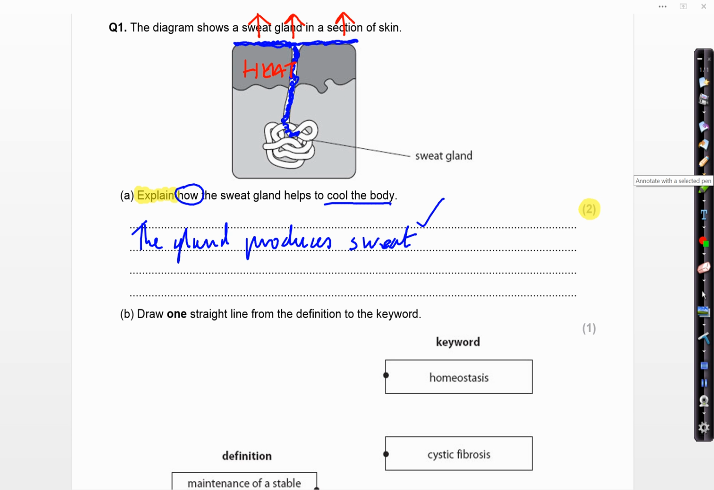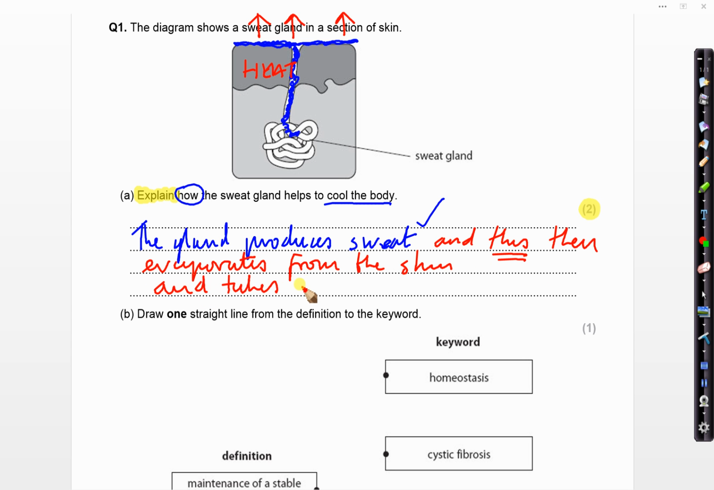So to finish off and link this sentence together, the gland produces sweat, and this, so here's our connective, and this then evaporates from the skin and takes away heat energy. And there's your 2 marks there.